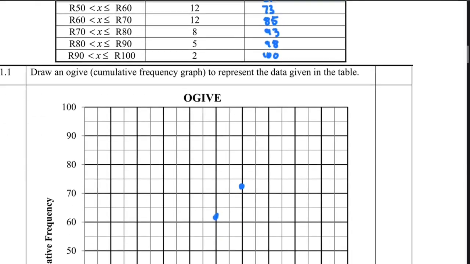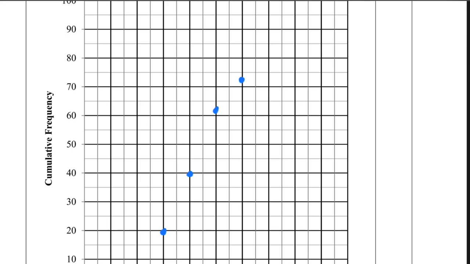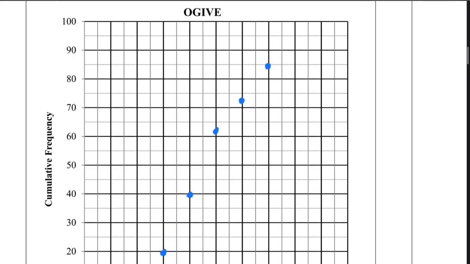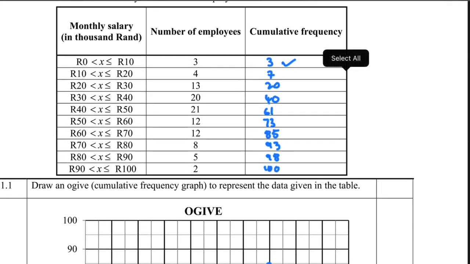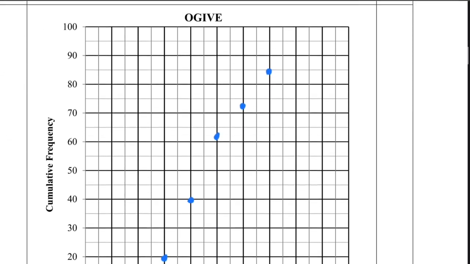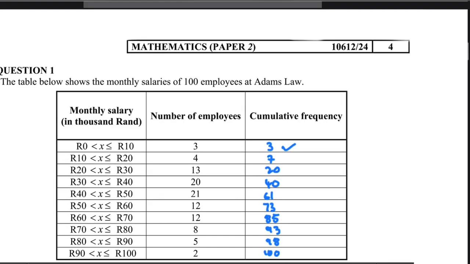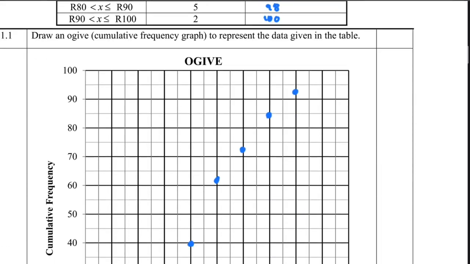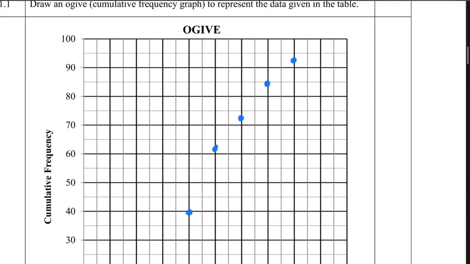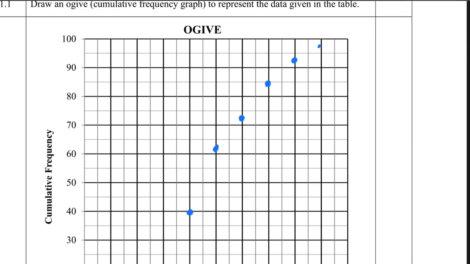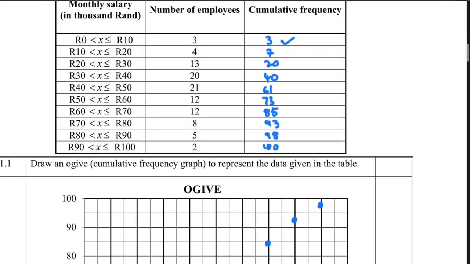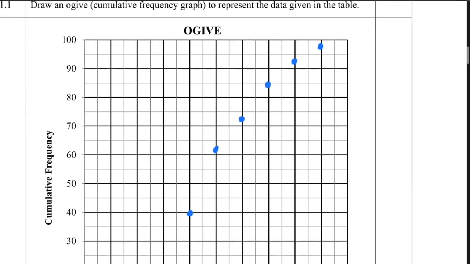And then 60 to 70, we have 85. So 85 is there. And then 70 to 80, 93. 93 is there. And then 80 to 90, we have 98, just slightly above 100. And then 90 to 100, we have 100. So we have it here. So those are our coordinates.